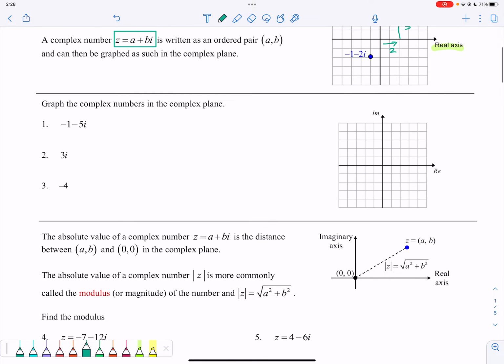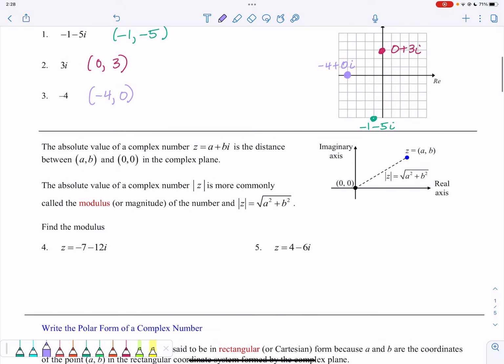Okay, graph the complex numbers in the complex plane. So we're going to graph (-1, -5). So that will be here, and this is -1 minus 5i. 3i would be (0, 3). This real part is 0. And there we have 0 plus 3i. And then we have -4. So here the imaginary part is 0. So it's (-4, 0). And we have -4 plus 0i.